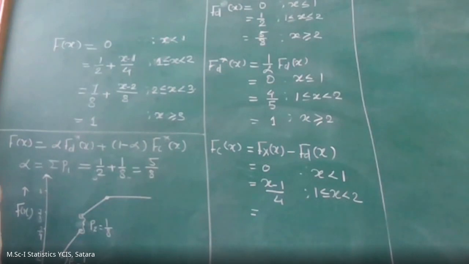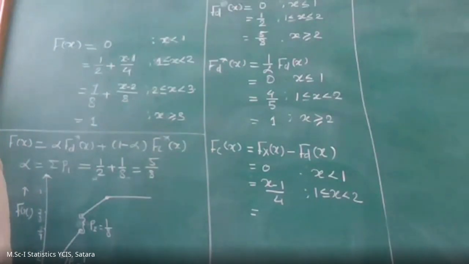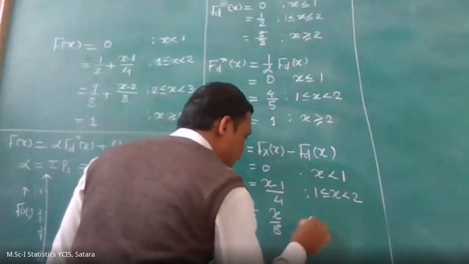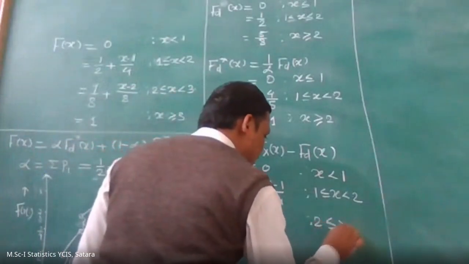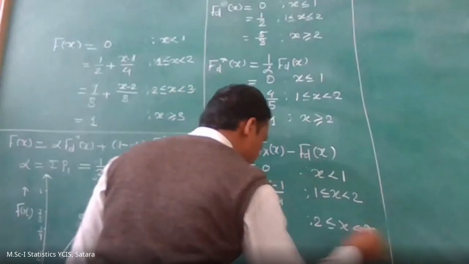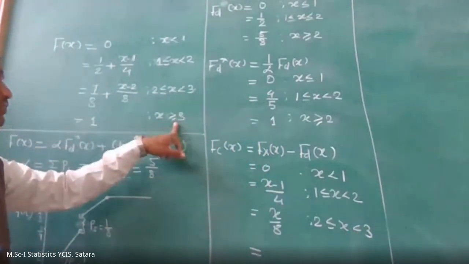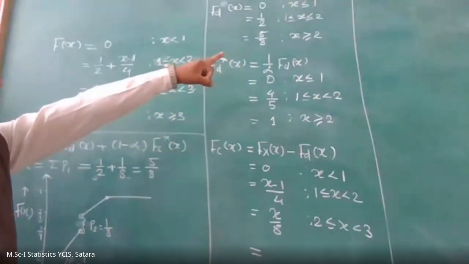किती आहे? x by 8. Therefore, x/8 for 2 ≤ x < 3 and constant for x ≥ 3. All values greater than or equal to 2, 5/8.